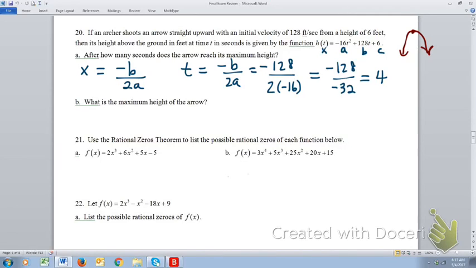Now remember, t stands for time, so we actually have answered the question here. It says after how many seconds does it take to reach its maximum height? That would be 4 seconds.